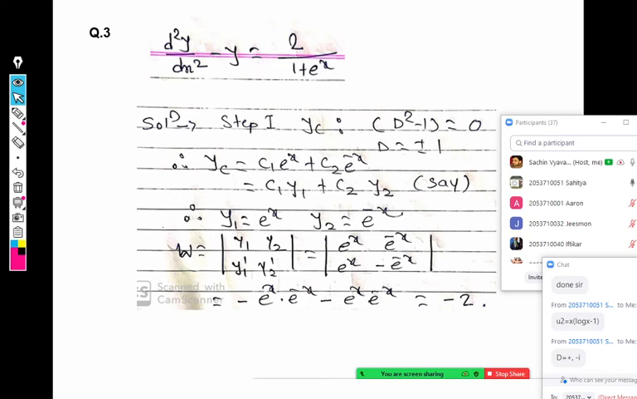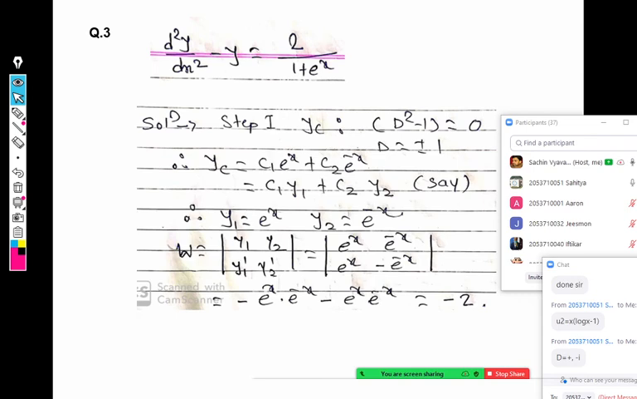So u1 is log of 1 plus e raised to x. Okay, I will just check. u1 is integration of minus y2 fx, that is minus e raised to x upon 1 plus e raised to x. What is the answer you said? u1? The log of 1 plus e raised to x. Not so, because when you say minus y2, it becomes minus of minus e raised to x. So it is not e raised to plus x.